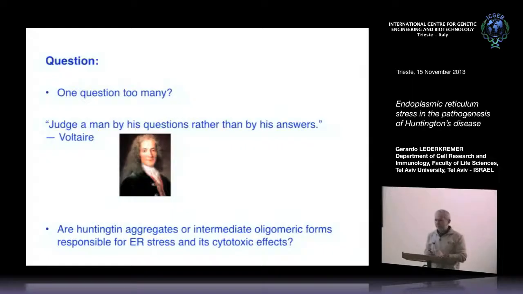But there's a problem here. What happens if you have a formation of oligomers of the Huntingtin, and the oligomers convert to aggregates, but this conversion is very fast? So we wouldn't be separating in time the oligomerization process from the aggregation process. So it could be that we're seeing that it seems to correlate with aggregates, but it could be that it's actually the oligomers that are forming at the same time. Could we separate these two events?